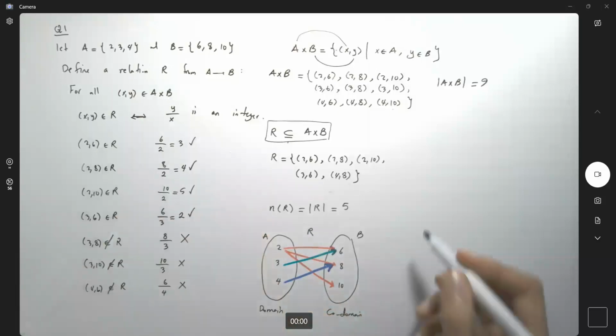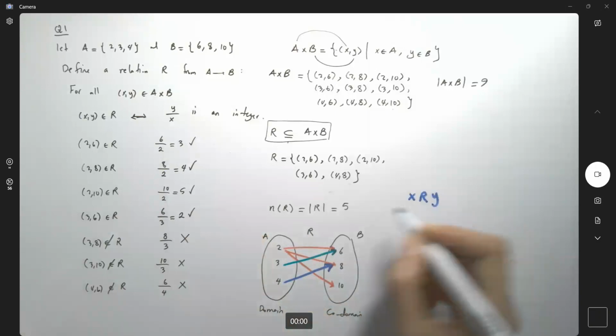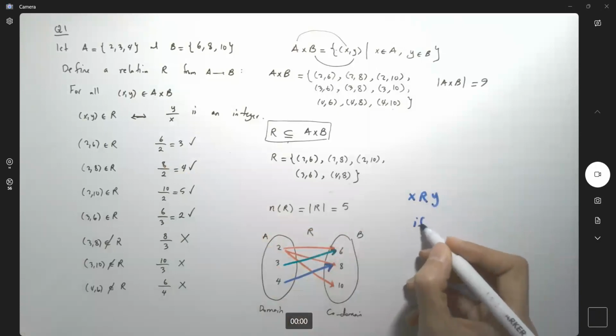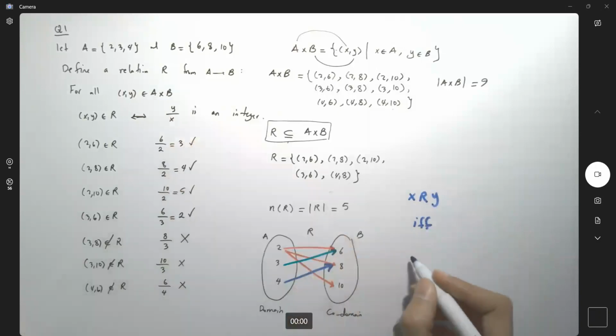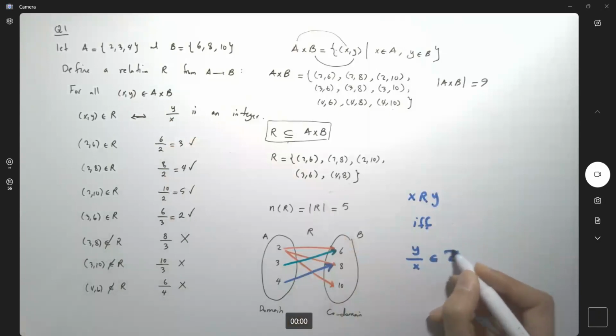Note that you can write X is related to Y if and only if Y divided by X is an integer, belongs to Z. That's the representation for integer, bolded letter Z.